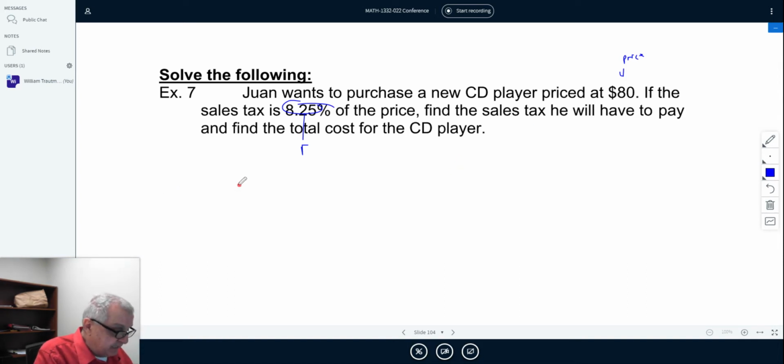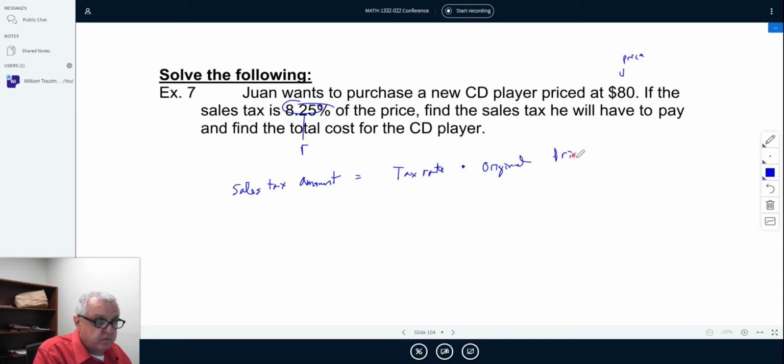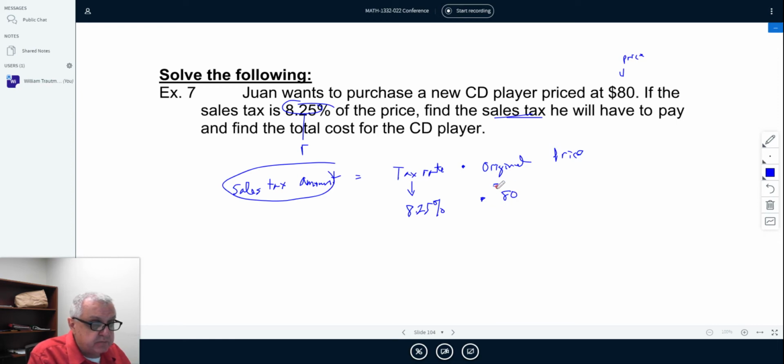So the formula says sales tax amount equals the tax rate times the original price. So first we want to find the sales tax amount. That's this formula right here. The tax rate was 8.25%. The original price of the item was $80.